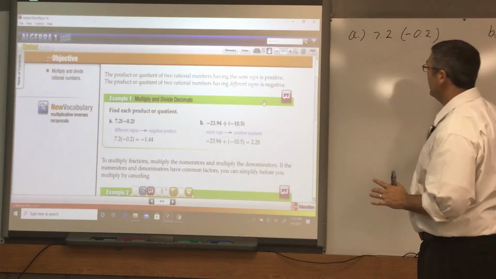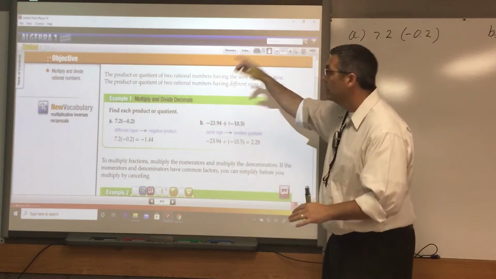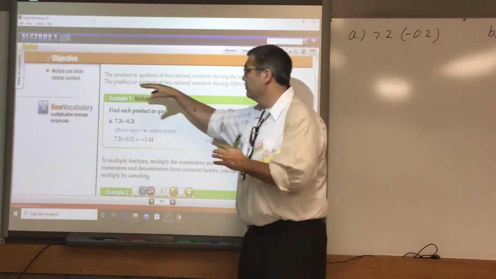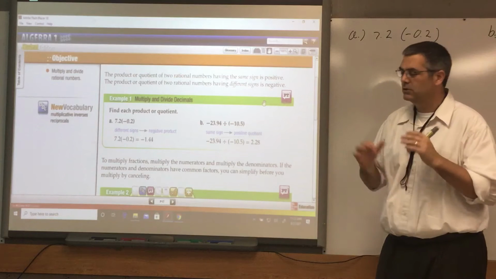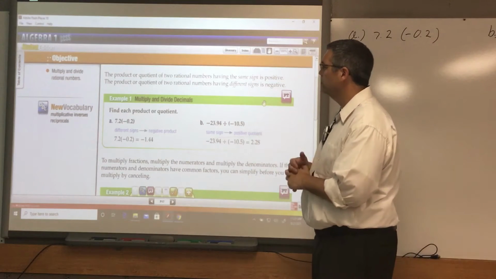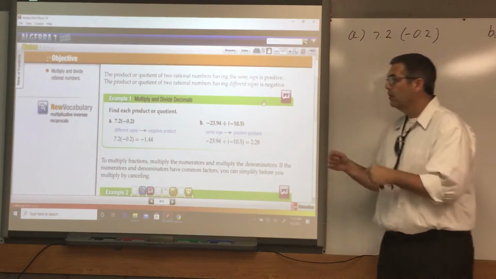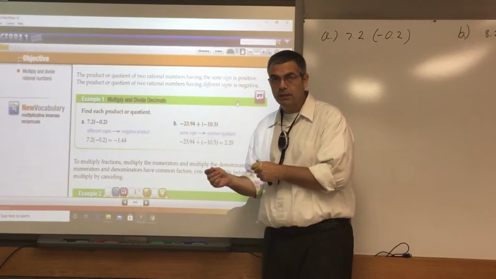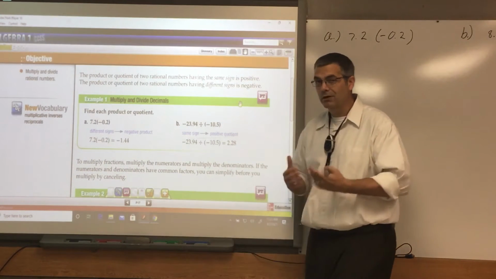I have a couple up here and I have a couple on here that we're going to talk about real quick. First, let's talk about this. Remember that the product or quotient of two rational numbers having the same sign is positive. Just a little bit of a review for your sign rules. The product or quotient of two rational numbers having different signs is negative. Now remember, product is the answer to a multiplication problem. Quotient is the answer to a division problem. So that's really all they're talking about here.